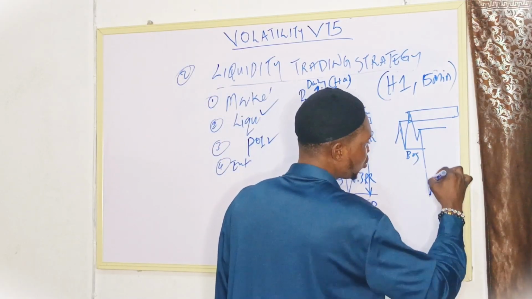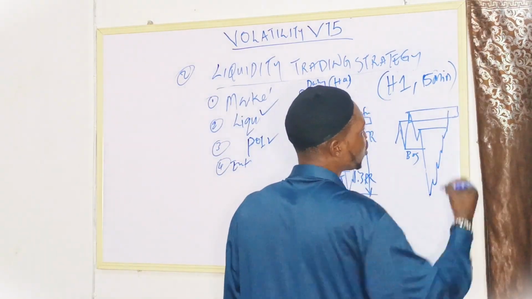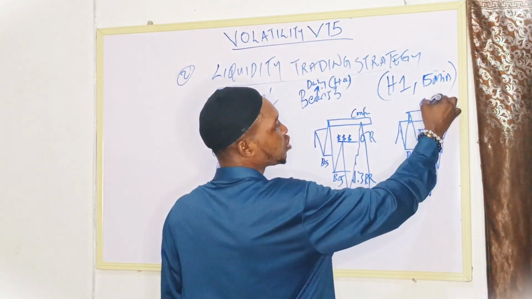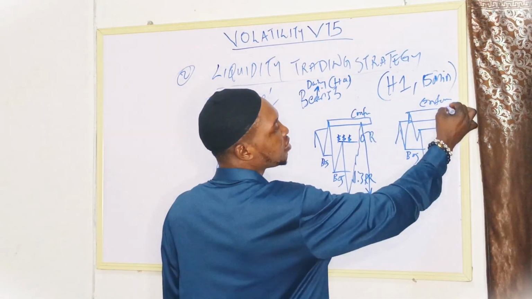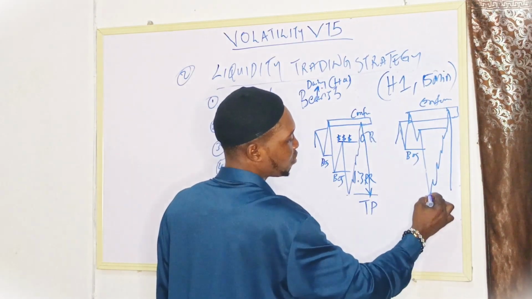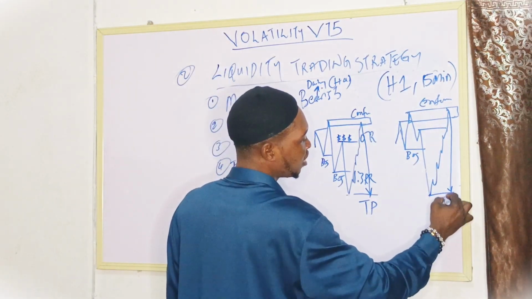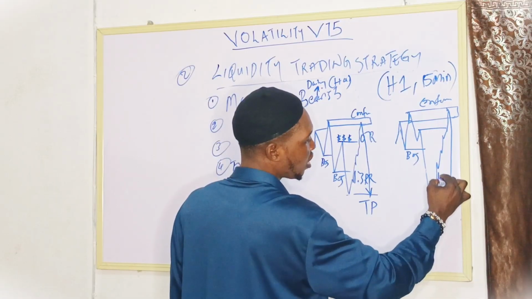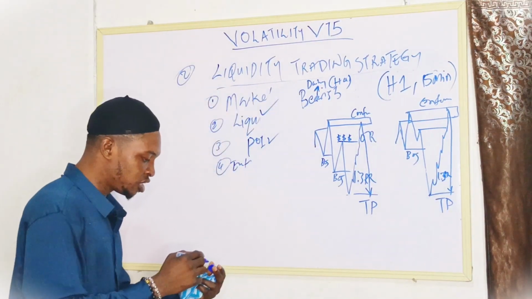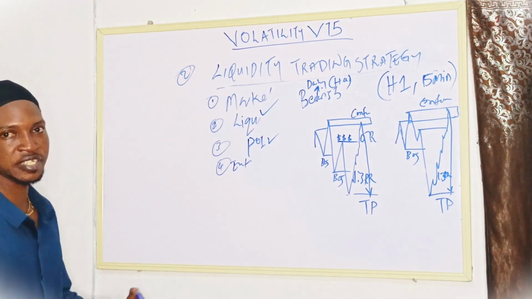And what do you want to do? You want to be patient until price return to this zone, give you some sort of confirmation inside your POI. And once that happens, you can decide to make your entry and expect the market to rally to the downside to target your 1:3 RR. So this is what these two strategies explain.